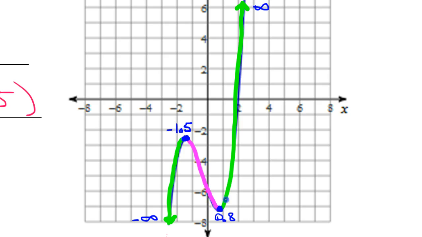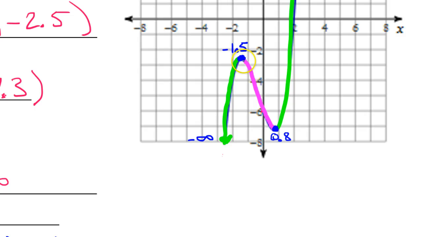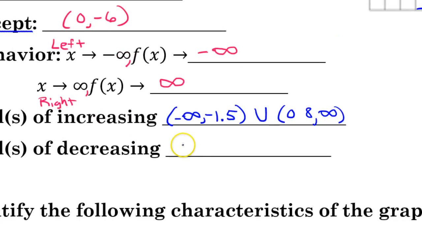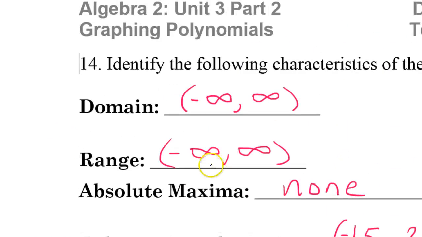So I'm going to say union and say 0.8 to positive infinity. Alright, now we had one decreasing interval right here from negative 1.5 to 0.8. Okay, that's my one decreasing interval. Alright, so that was it for number 14.